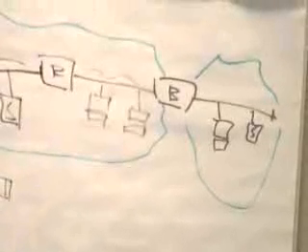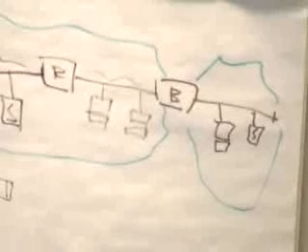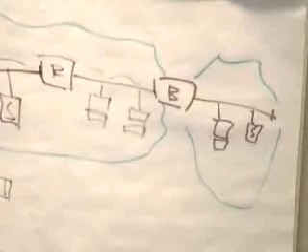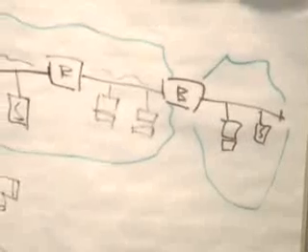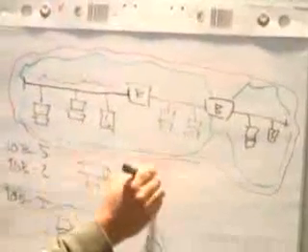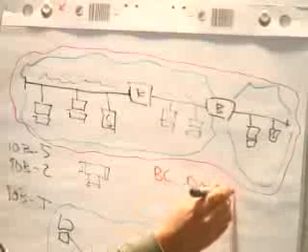Now, all of this together, so anything connected with hubs, making it the same collision domain, or if it is connected with hubs and bridges, is called a broadcast domain. Because if I broadcast something, it will go out to all.